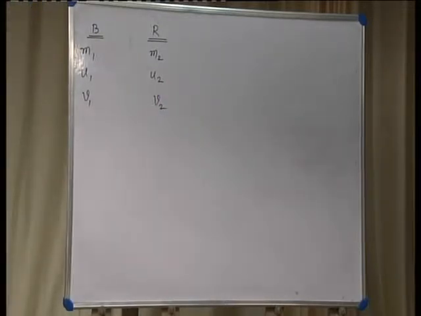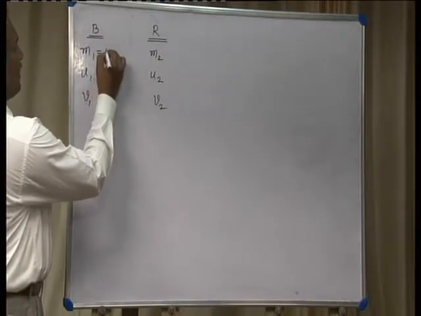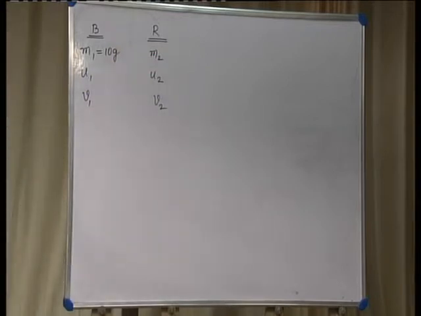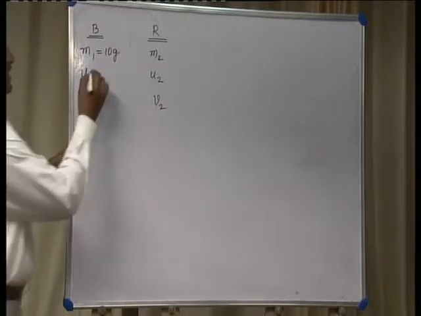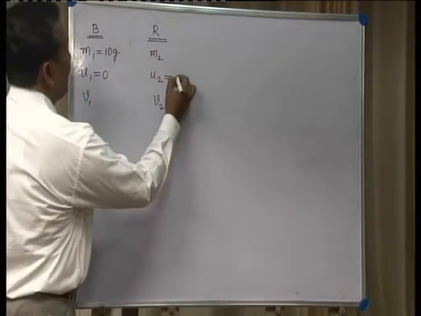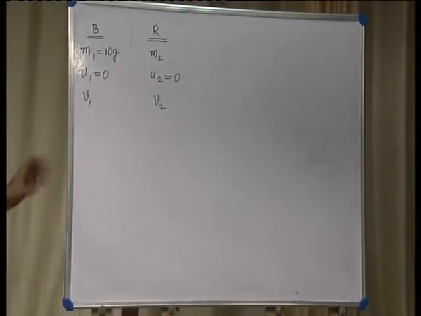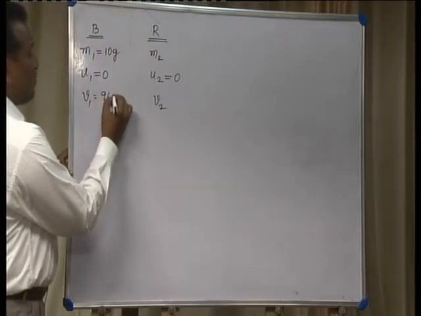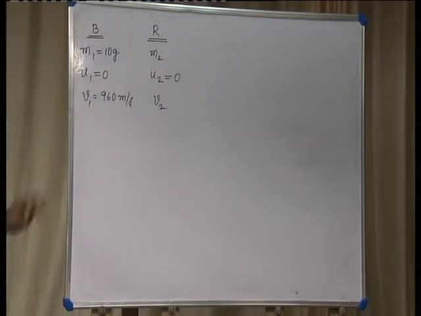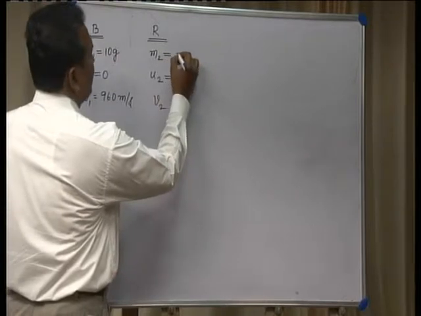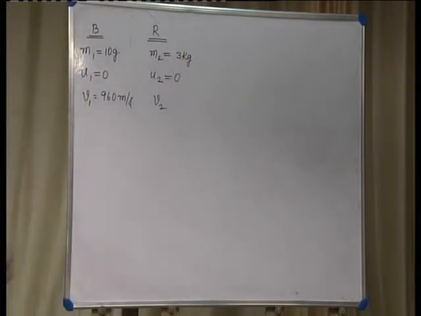Now, what is given? You just go through the problem. A bullet whose mass is 10 gram, m1 is equal to 10 gram, is fired with a velocity of 960 meter per second, that is the velocity of the bullet. Both initial velocities of the bullet and rifle are 0, and the final velocity of the bullet is 960 meter per second, from a rifle whose mass is 3 kg, m2 is 3 kg. Now, what is required? Find the recoil velocity of the rifle.